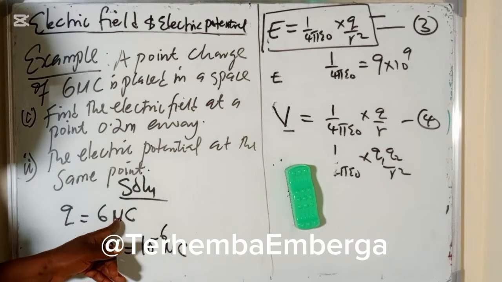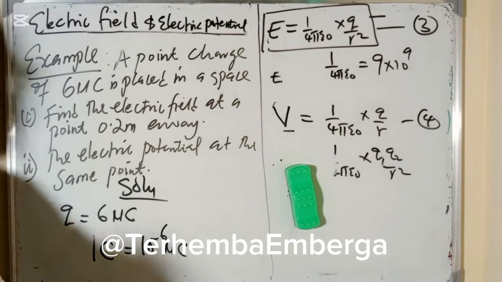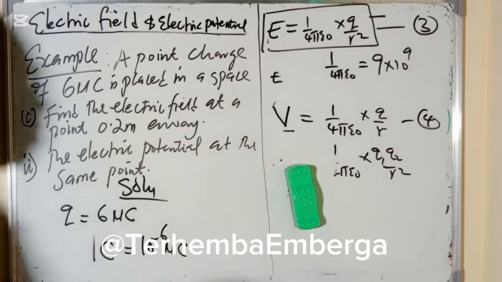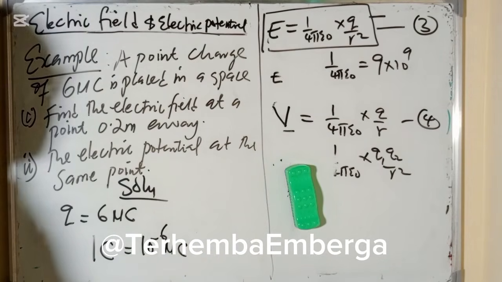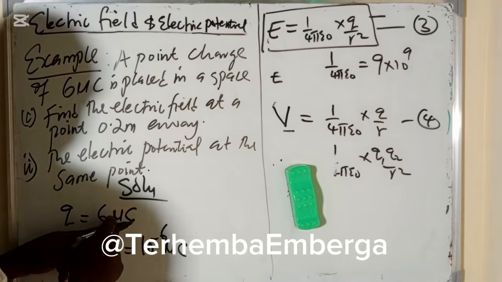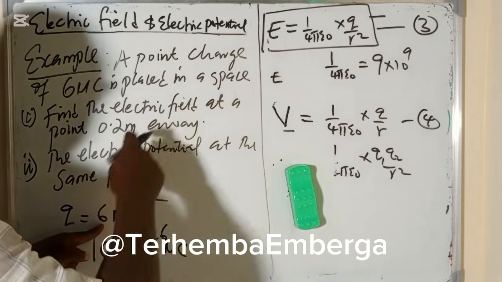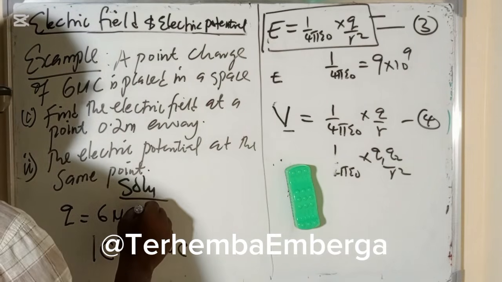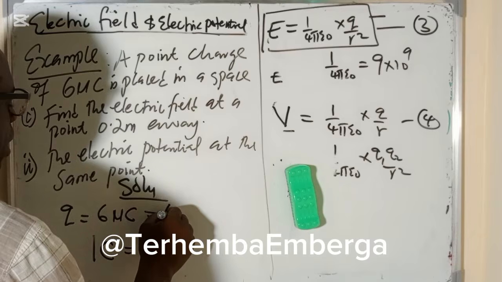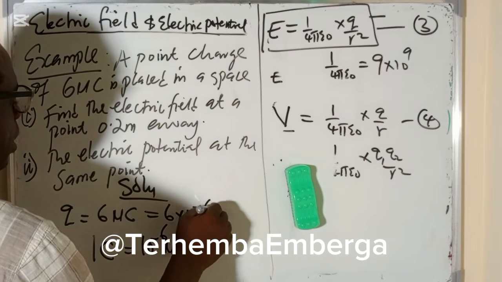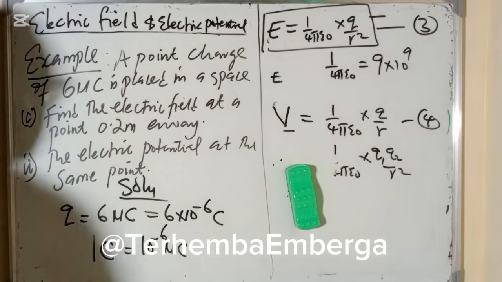And since this is a smaller unit, you multiply. You are converting from a small to a big unit, so multiply. From a big to small, you divide. So from here, we are converting from a small to a big unit, so we are multiplying. So this will be equal to 6 times 10 raised to power minus 6 coulomb.